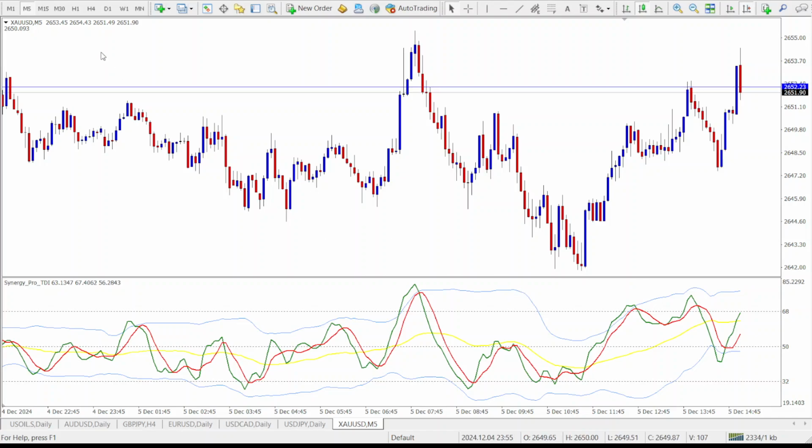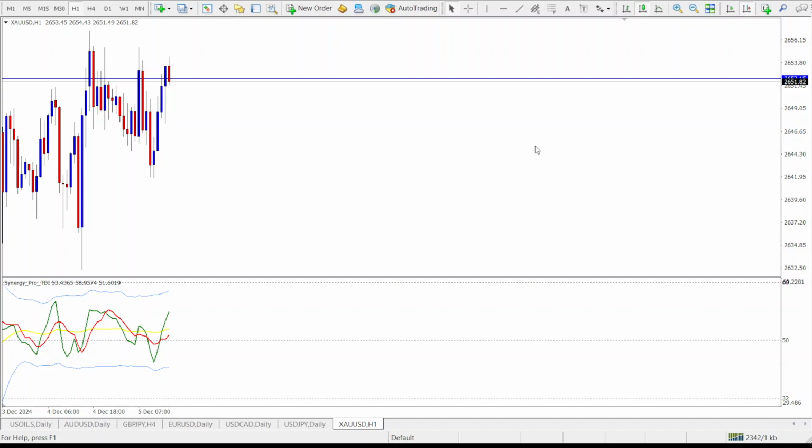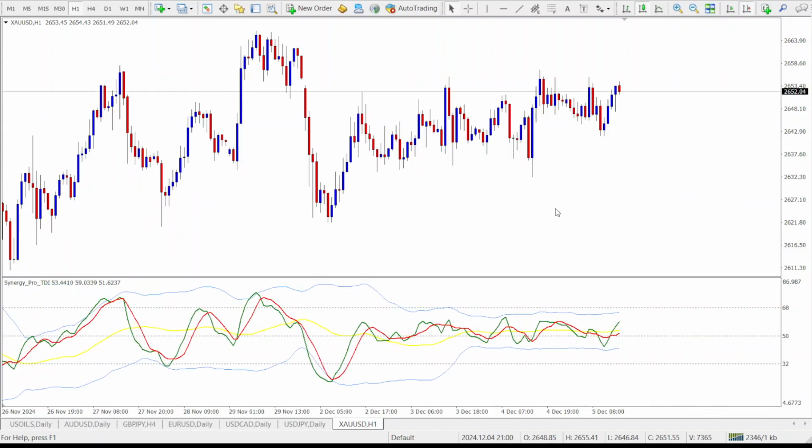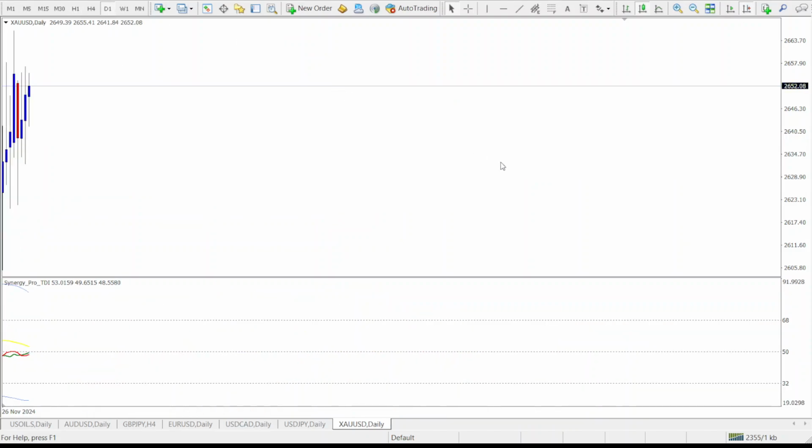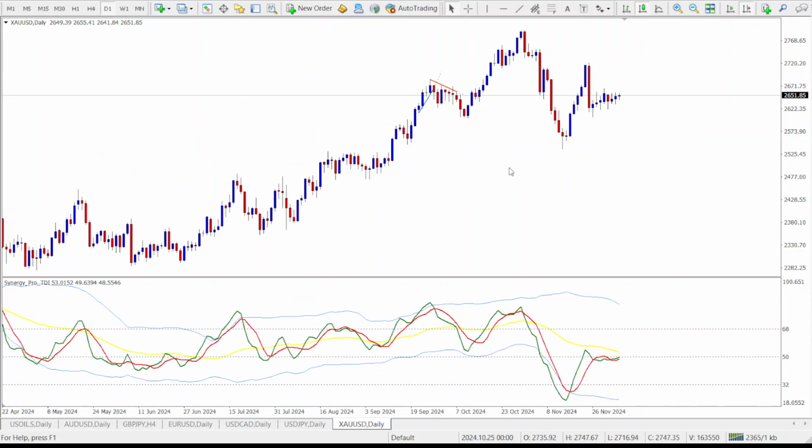I'm going to go to a higher time frame to avoid a lot of noise. There is a lot of noise on the smaller time frames. So I'm just going to go to the daily time frame and we're going to analyze this indicator right here.